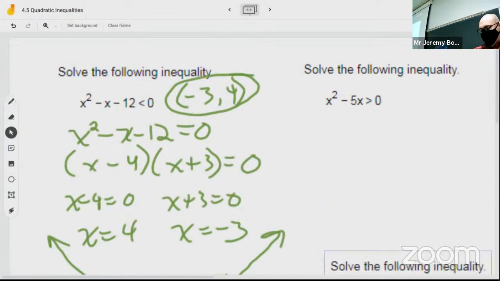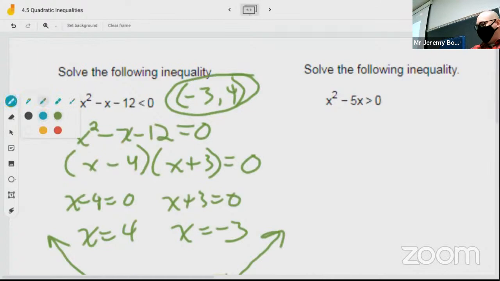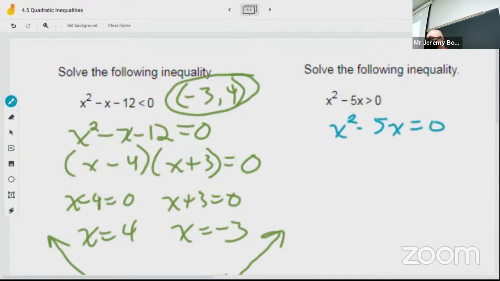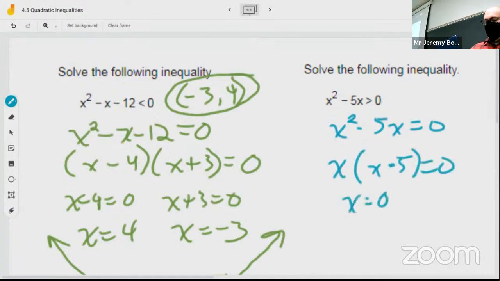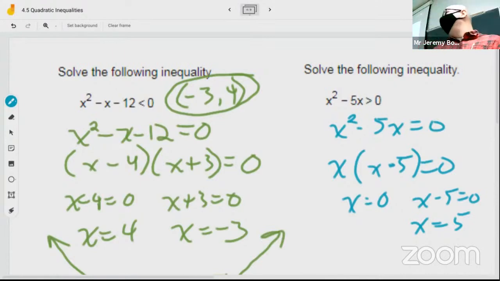All right, second one here. Set up for you as well already. We got x squared minus 5x is greater than 0. So we want to know where it's above the x-axis. And so we're going to set it equal to 0, figure out where those intercepts are. To factor this one, you got to factor out a common term of x. So you're going to have x times x minus 5 is equal to 0. And so that means x is equal to 0 or x minus 5 is equal to 0, which leads me to say that x is equal to 5. So our zeros, our x-intercepts are at 0 and 5.